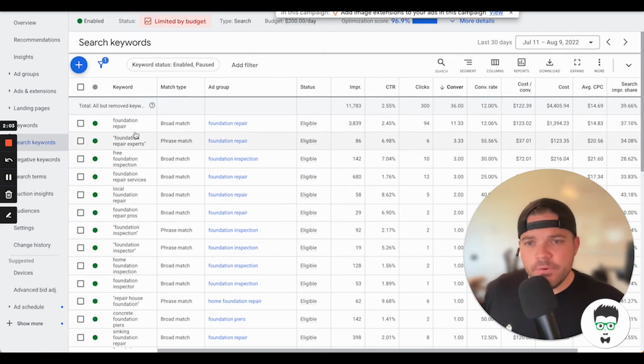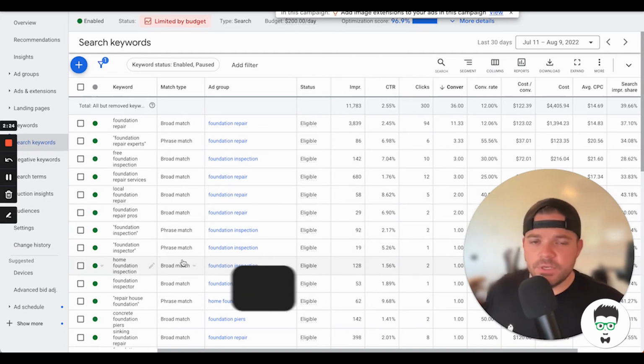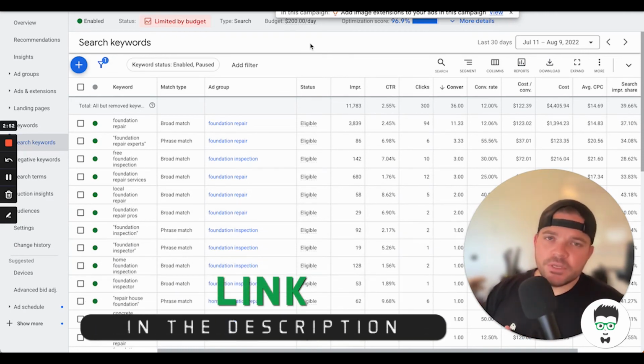Here are the keywords that we have set up. So we have a broad match foundation repair, which helps us to drive more volume here. So we have foundation repair experts, phrase match, free foundation inspection, foundation repair services, location repair, foundation repair pros, foundation inspection, foundation inspector.